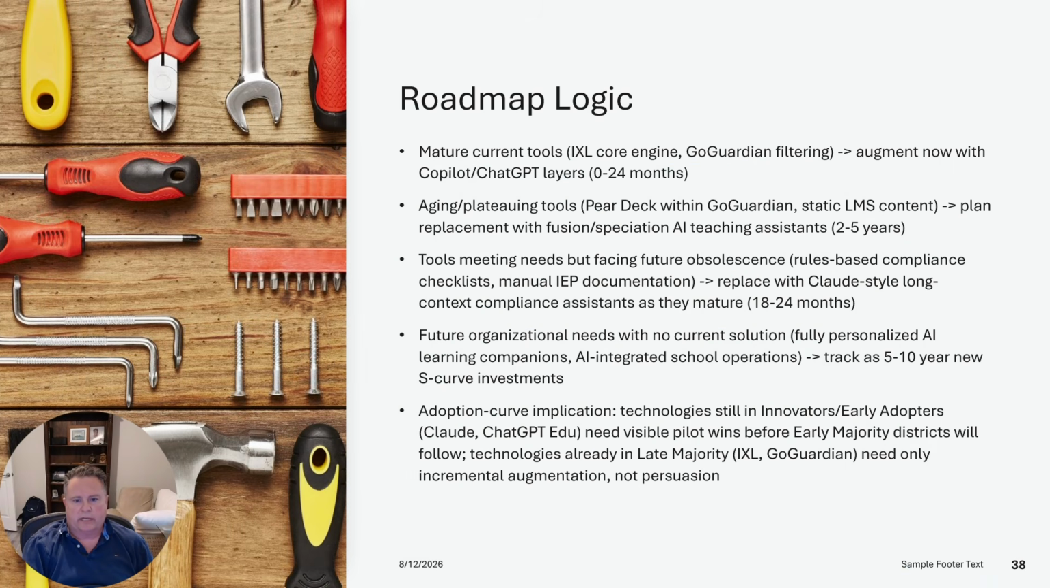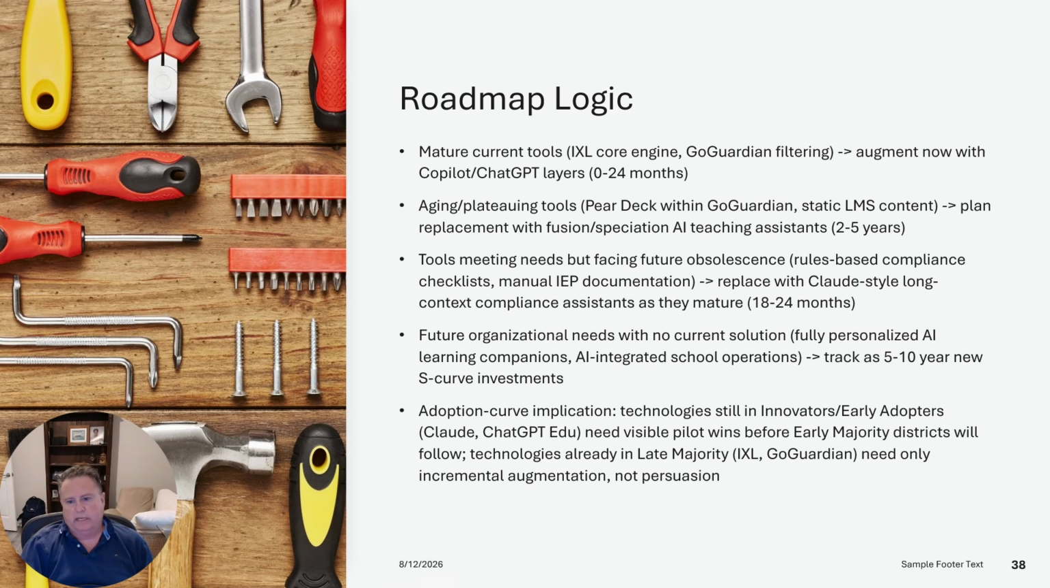Again, the roadmap logic is that mature current tools such as IXL Core Engine, GoGuardian filtering, you augment now with Copilot and ChatGPT layers within the next 0 to 12 or 0 to 24 months. Aging plateauing tools such as PeerDeck with GoGuardian and static learning management system software content, you'll plan for replacement with Fusion Speciation AI teaching assistants in the next 2 to 5 years.